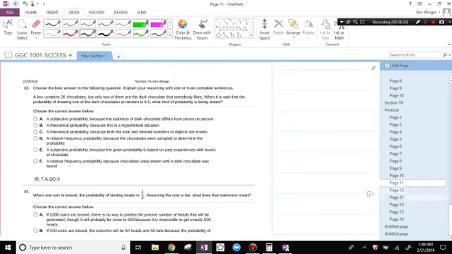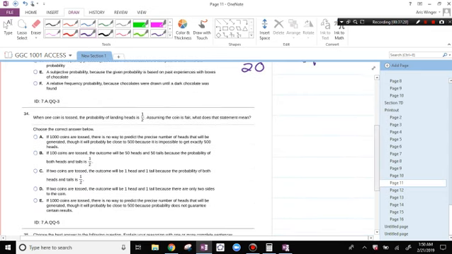Choose the best answer to the following question. Explain your reasoning with one or more complete sentences. A box contains 20 chocolates, but only 2 of them are dark chocolate that somebody likes. When it is said that the probability of drawing one of the dark chocolates at random is 0.1, what kind of probability is being stated? That is definitely theoretical, because both the total and desired number of objects are known, right? So it's 20, and you want 2 out of 20, which is 0.1, or 1 out of 10.